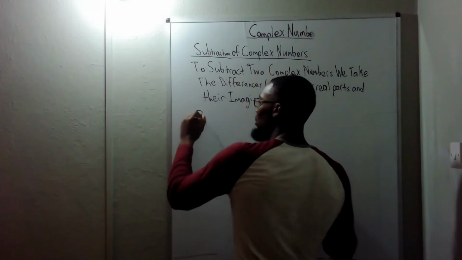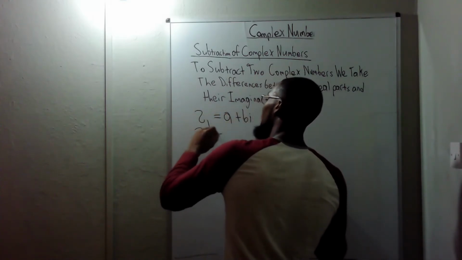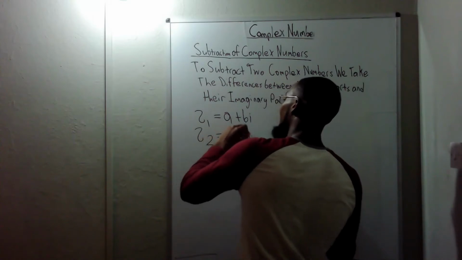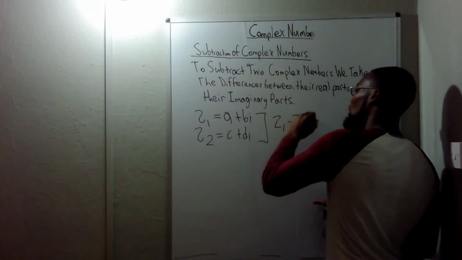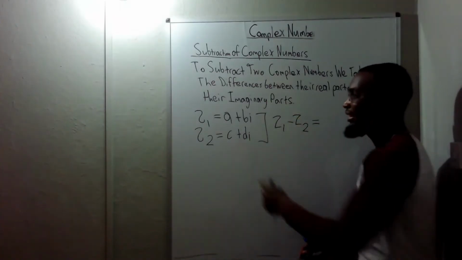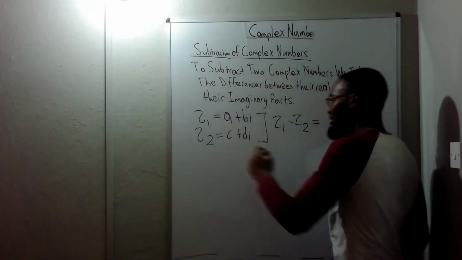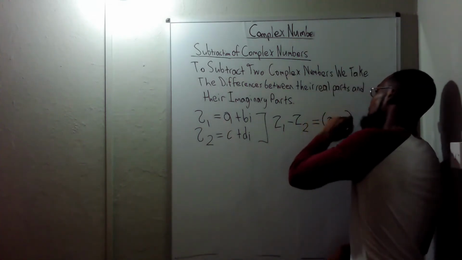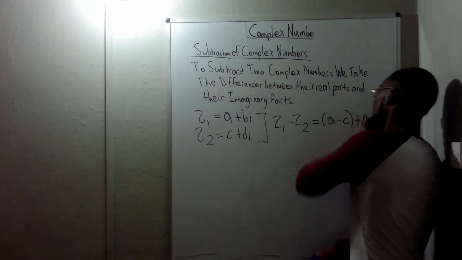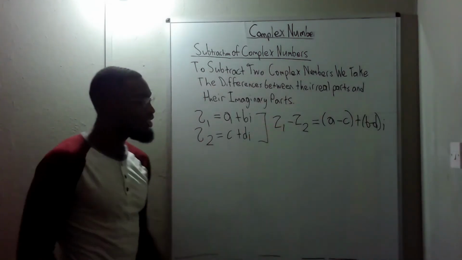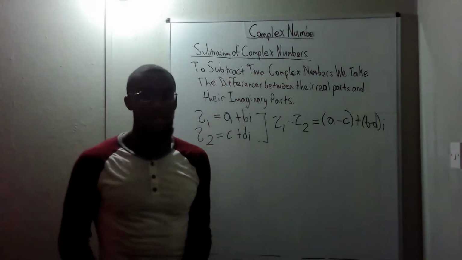So if they give you z1 is a plus bi and z2 is equal to c plus di, then z1 minus z2 will be, we take the difference between the real and the imaginary parts. So it would be a minus c plus b minus d times i. That's all we do to subtract two complex numbers. Pretty much the same thing as when we're adding. So let's look at an example.